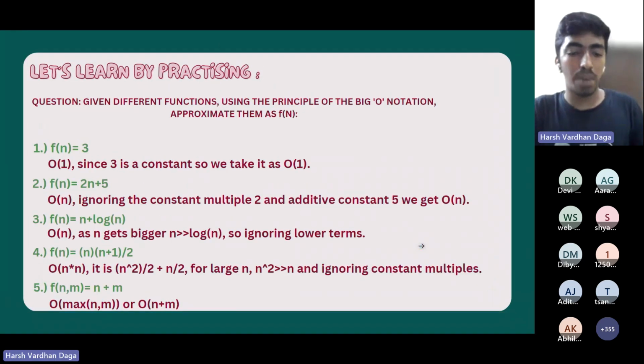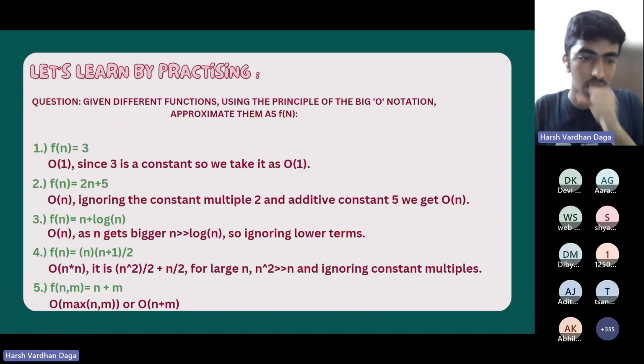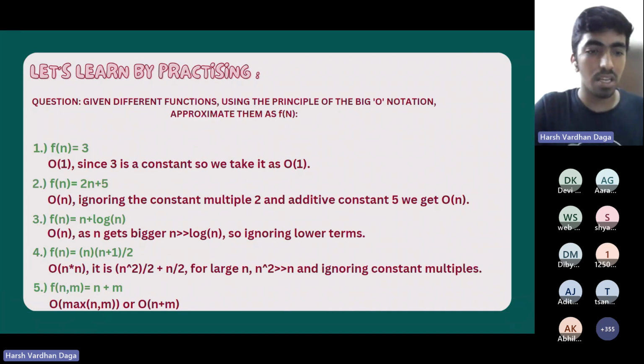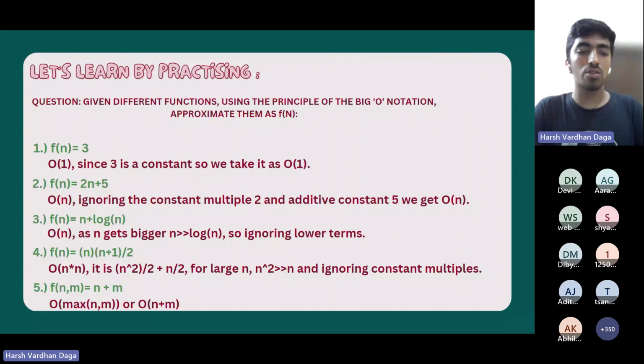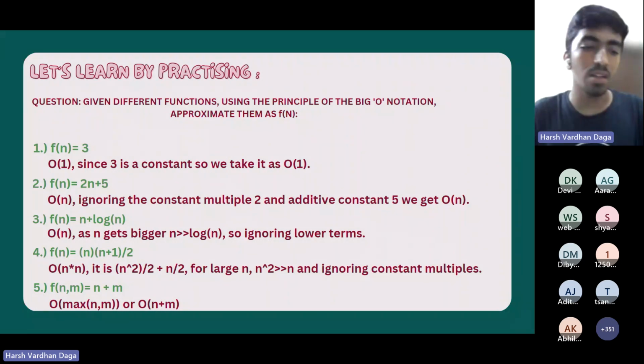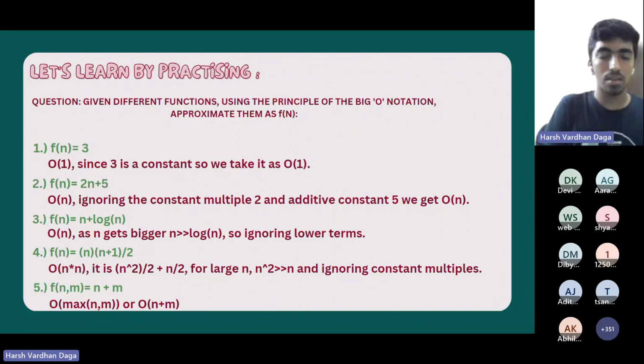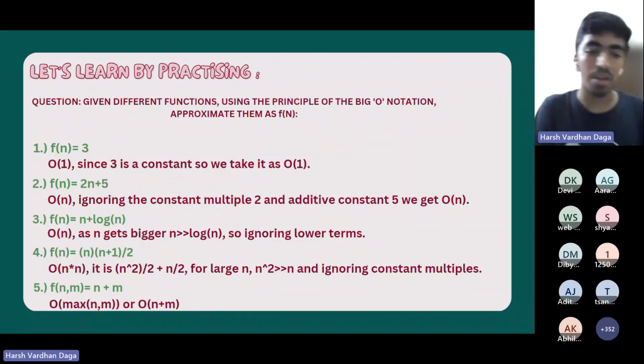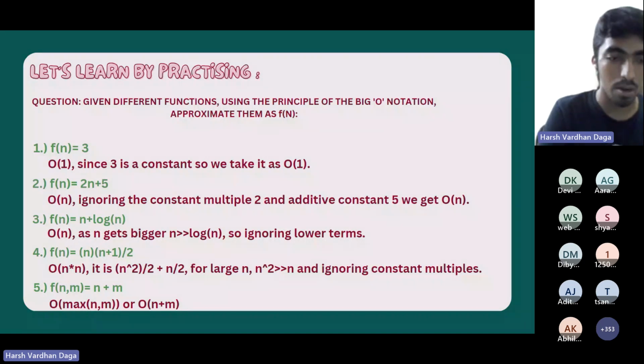Okay, the last part is a bit tricky. Since f is represented as a function of two variables, you cannot ignore any one of them. If n and m are comparable, then the big O notation form becomes O of n or O of m, since both of them are comparable.